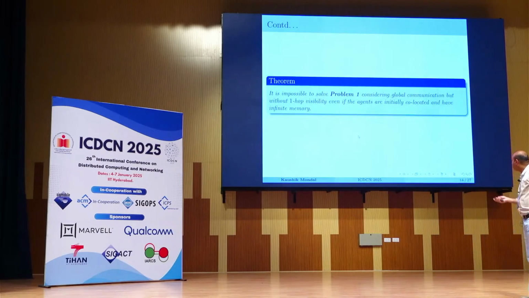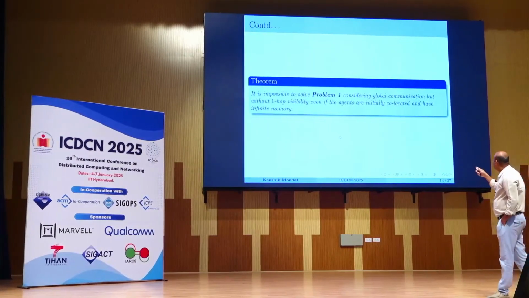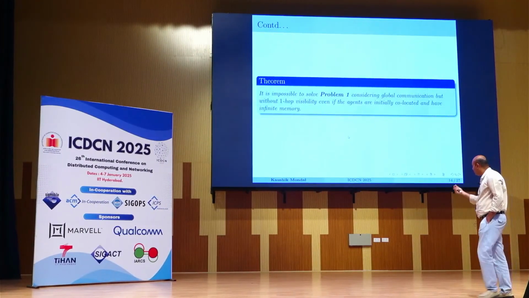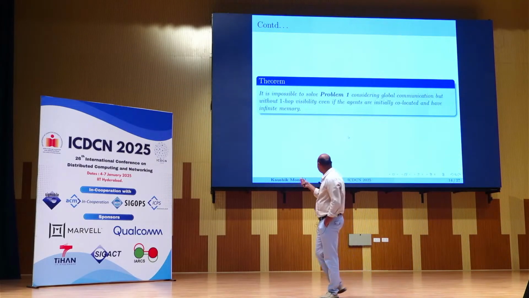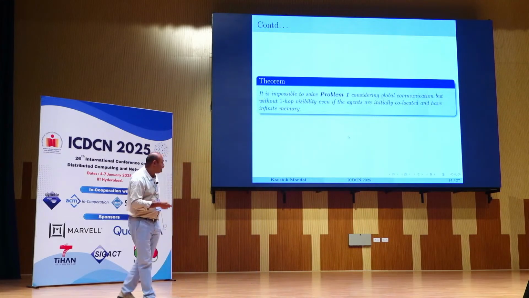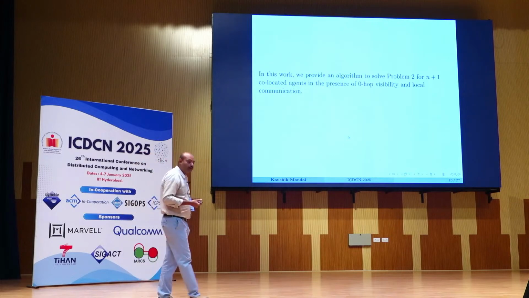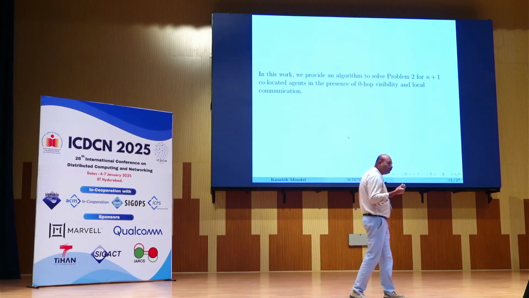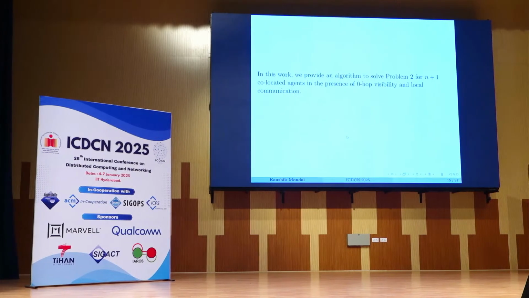And we also have the result that it is impossible to solve problem 1 considering global communication but without 1-hop visibility. So it seems that to solve dispersion with k equal to n in TVG, you again need global communication as well as 1-hop visibility. So actually our goal then was to see whether we need those strong assumptions, or whether we can remove them, to solve this problem on TVG.